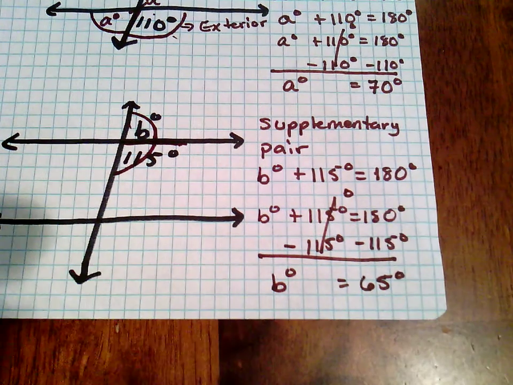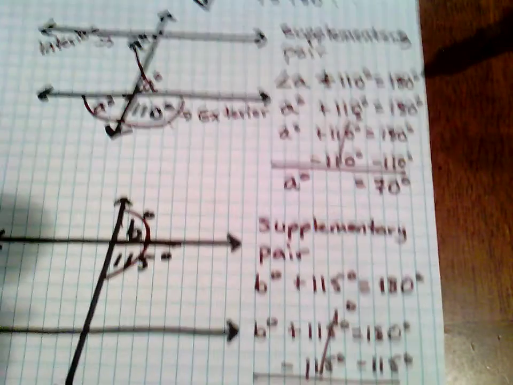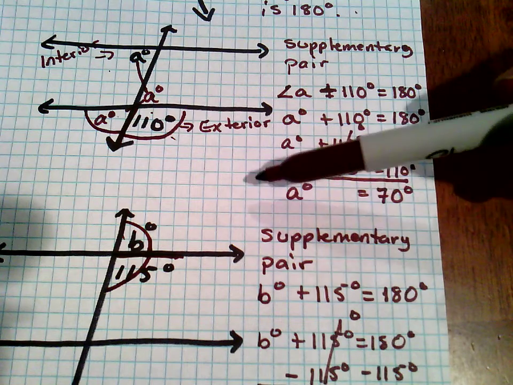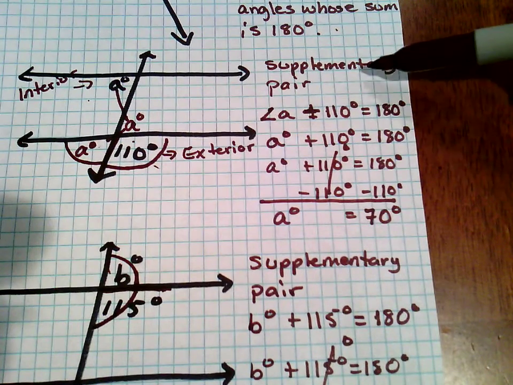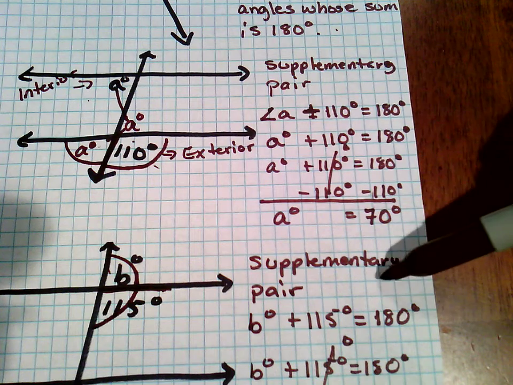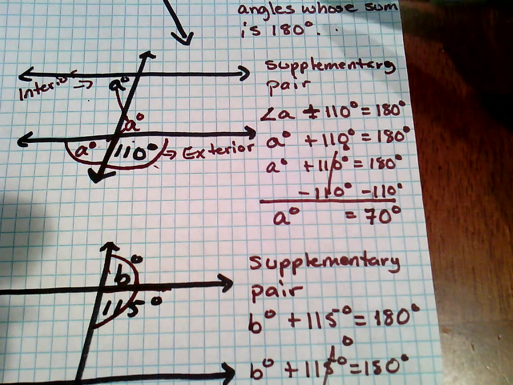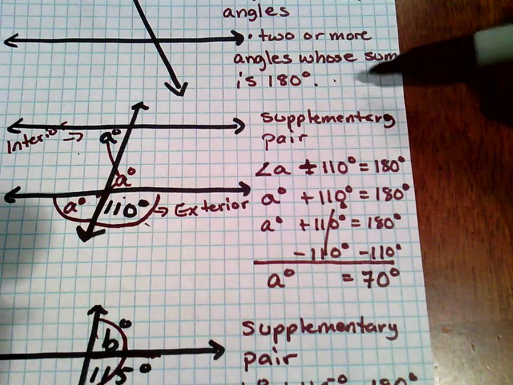So in the case of when we do not have congruent angles, when a transversal cuts parallel lines, then we have supplementary pairs that are created: angles whose sum is 180 degrees.